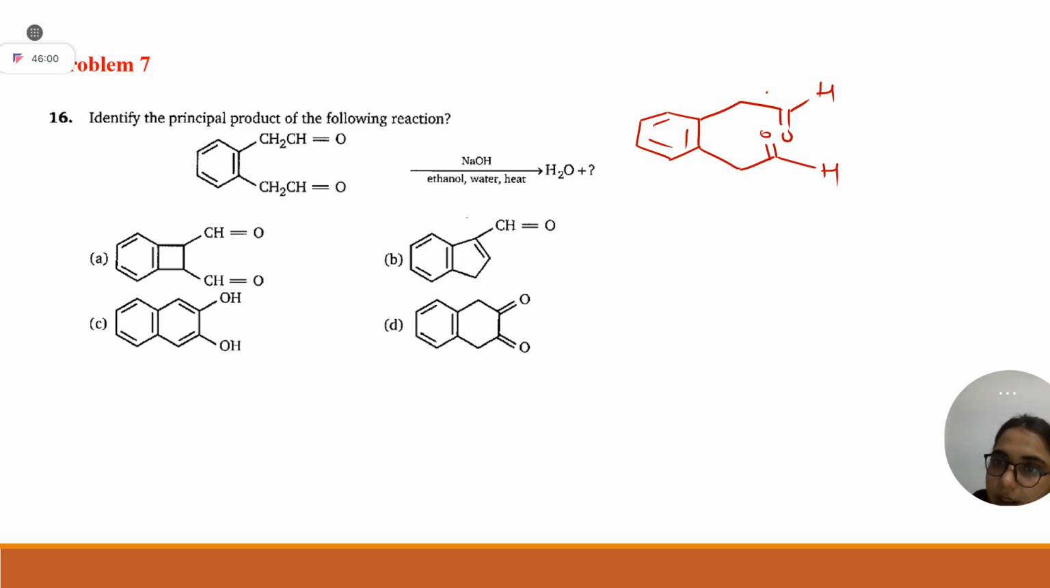Clear? Let's say you are taking proton from this side. Okay. Now you don't have any. Tell me, how many member ring will form? Five, exactly. So after doing this, just make a five member ring.